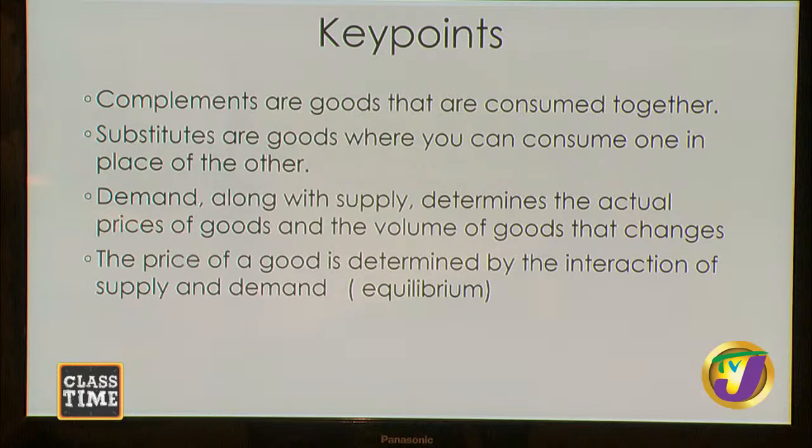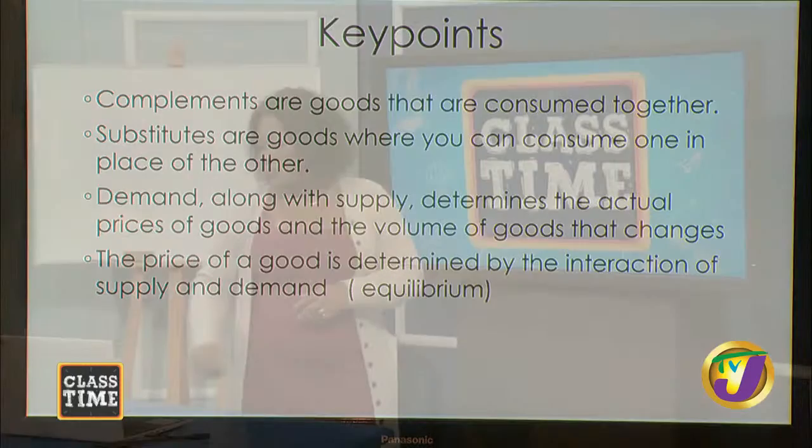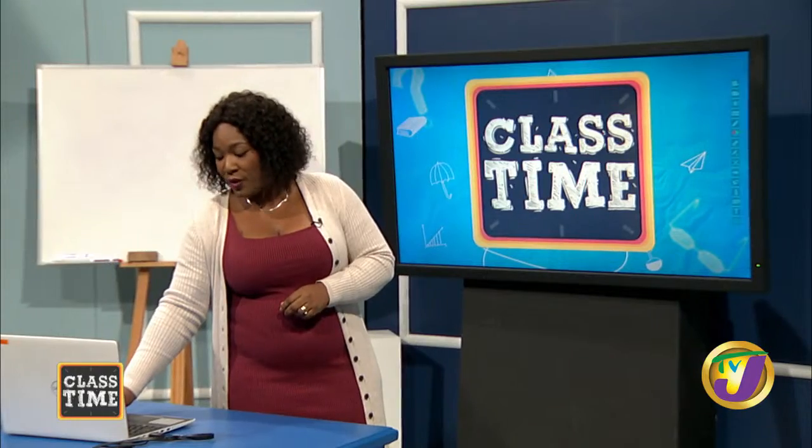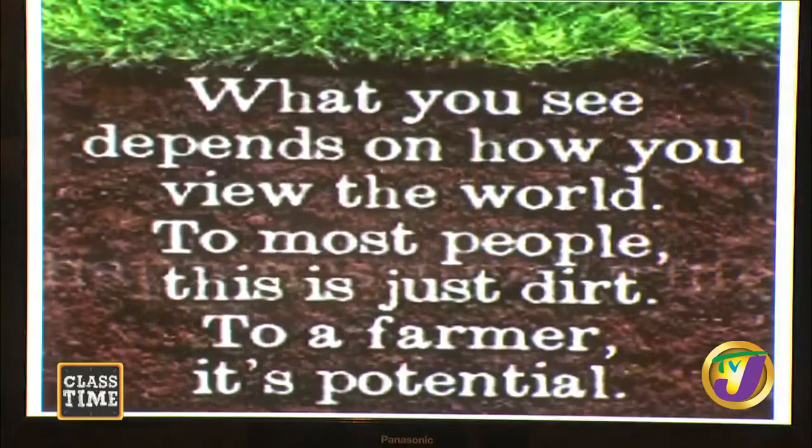Good. Demand, along with supply, determines the actual price of goods and the volume of goods that change hands. The price of a good is determined by the interaction of supply and demand. So students, I do hope today you actually got the concepts together or erased a few of the doubts in your mind on what are some of the reasons why prices increase over time for goods and services.